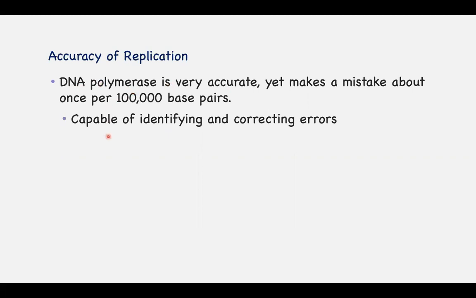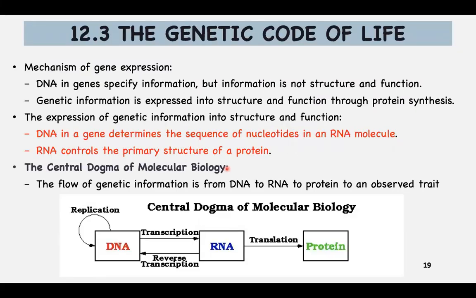DNA polymerase is capable of identifying and also correcting errors. It is very, very low percentage to make a mistake. It's only once per 100,000 base pairs. Okay. So next subtopic, we will go on into the genetic code of life.